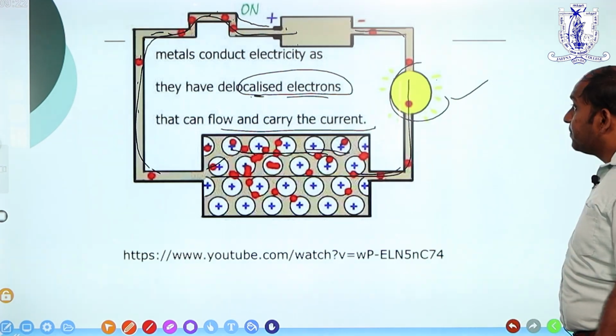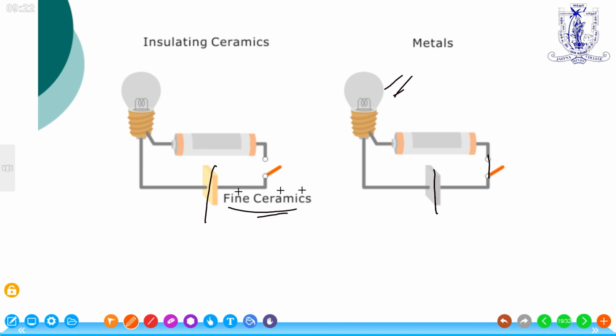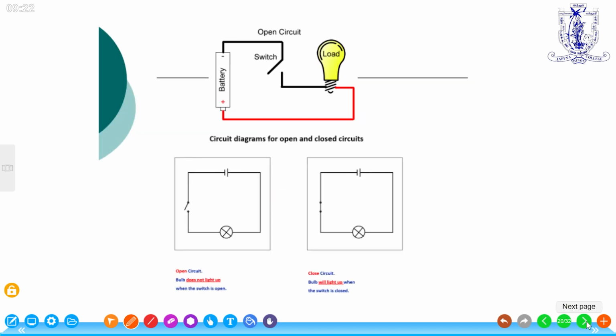Normally metals mean conductors, and there are also insulating materials like ceramics and other non-metals. But here, with metal in the closed circuit, the bulb lights up. There is no insulating ceramic here, but some metal touches the circuit, completing the closed circuit, and the bulb lights up.